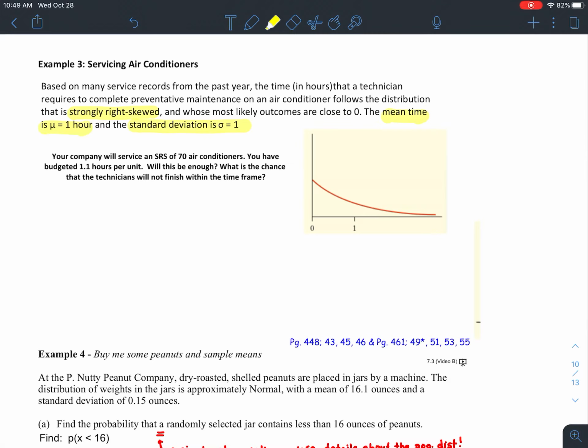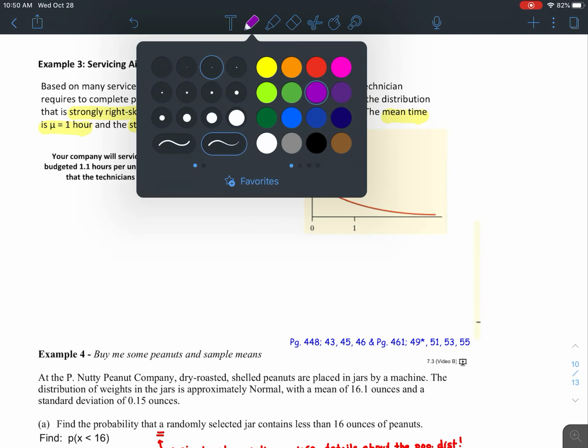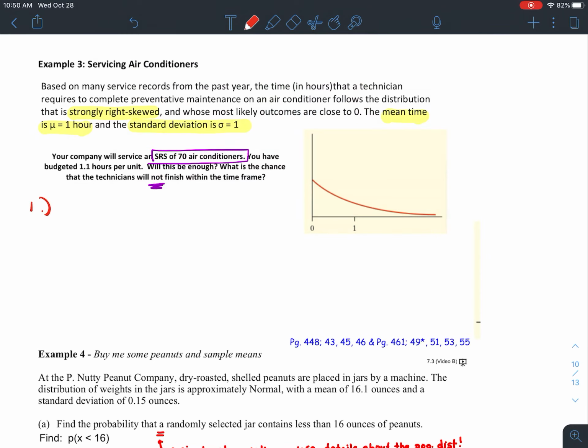Now, it mentions here that your company is going to service a simple random sample of 70 air conditioners, and you have budgeted 1.1 hours per unit for repair. The question is, is this going to be enough time per unit? Okay, what is the chance that these technicians are not going to finish within the time frame? Okay, so we can tell this problem is talking about a group of things, a sample, and so that's when we're referencing a sampling distribution.